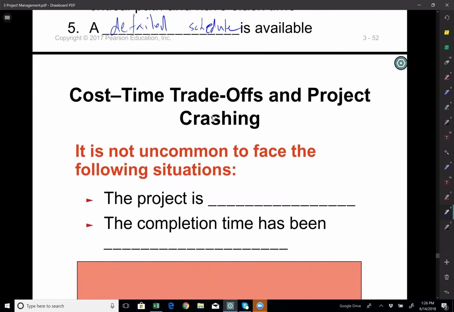And I would like to talk about next the cost time trade-off and project crashing. It is not uncommon to face projects that are behind schedule. So you will realize in real life that you will have projects that are behind schedule and the completion time has been moved forward. If that's the case, basically you can hire new people, buy new equipment and so on, to shorten the duration of the project. And this is called project crashing. And of course, it comes with extra costs to crash the project.